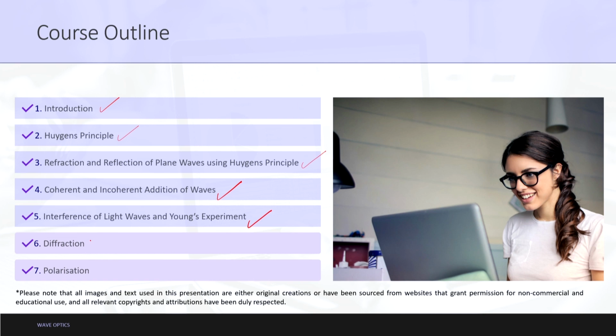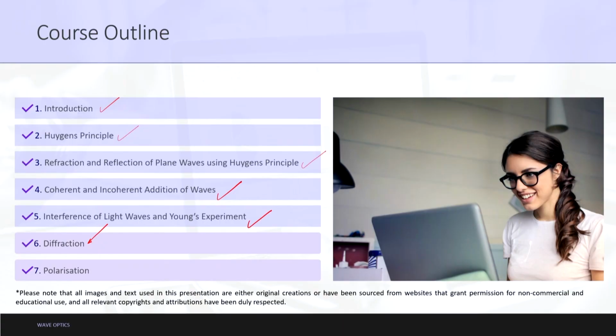Now we are in the sixth concept, that is diffraction. In diffraction we understood why there is a bending of light occurring only when the obstacle is very small. We understood the single slit, why the intensity keeps on decreasing when the path difference is increased, and why there is a dark fringe when the path difference is equal to lambda by 2 or n lambda by 2.